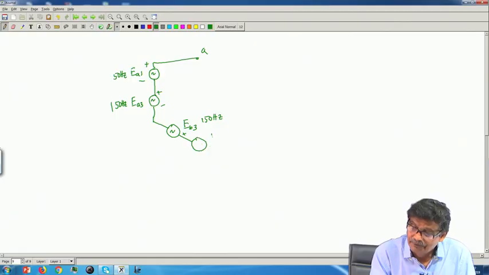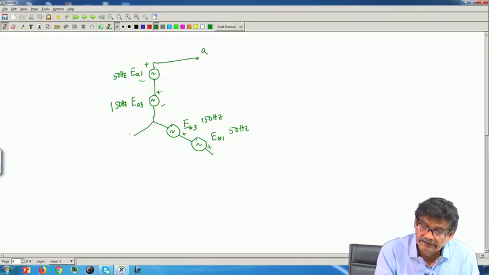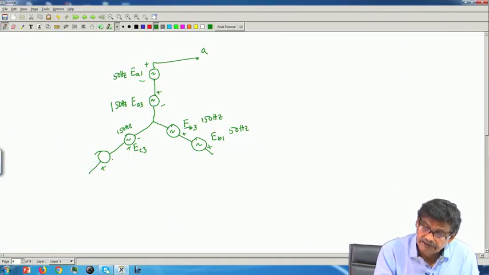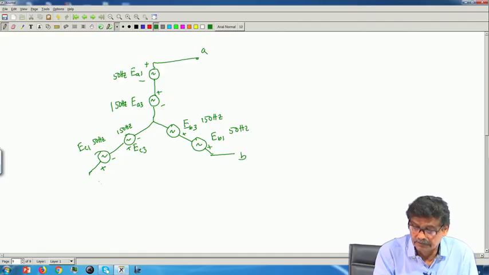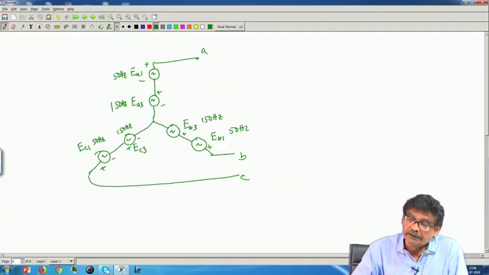Then E B 1 fundamental component, 50 hertz, and finally this C phase: E C 3 third harmonic component, 150 hertz, and then fundamental component E C 1, 50 hertz. Is it not? This will be your B terminal going towards the load, the C terminals. Similarly, in the primary coils, do not worry about that.